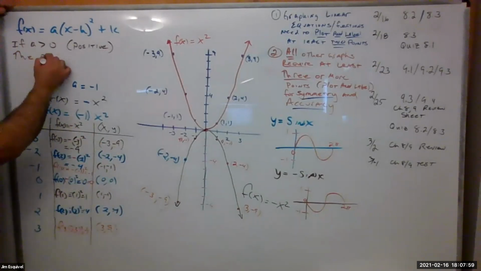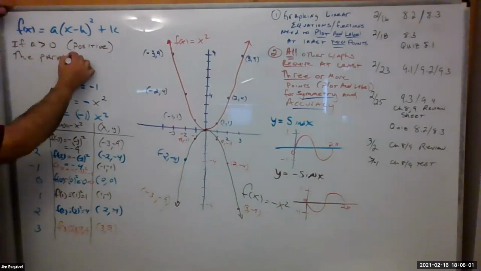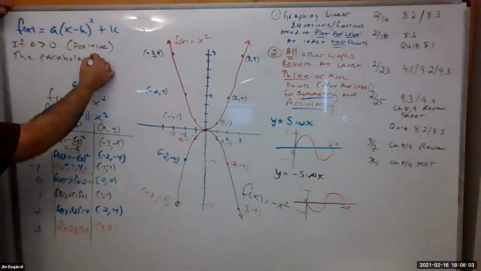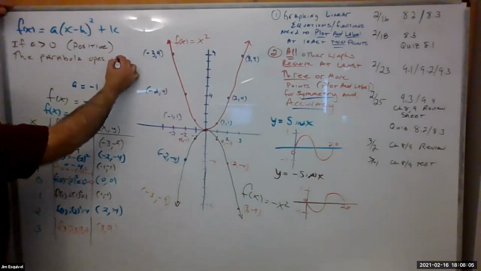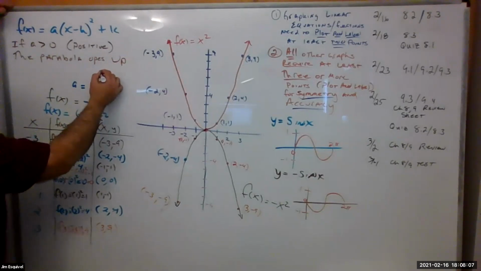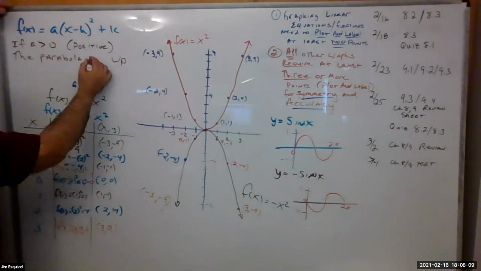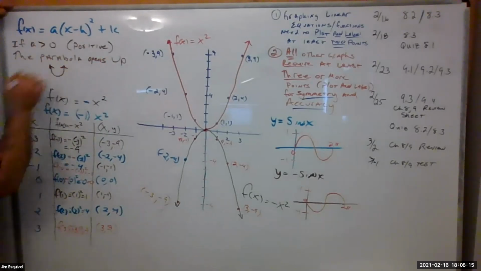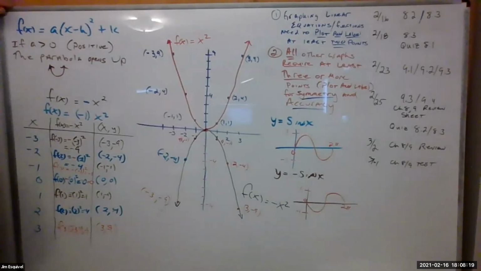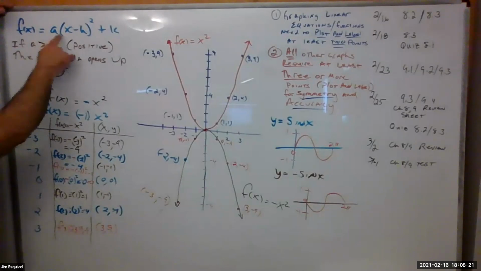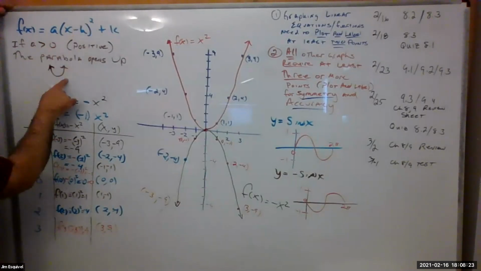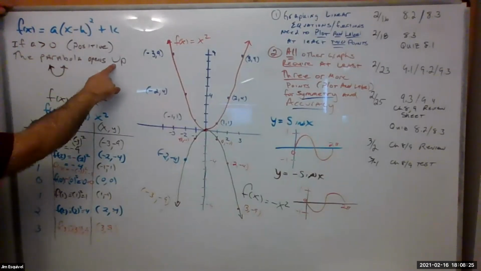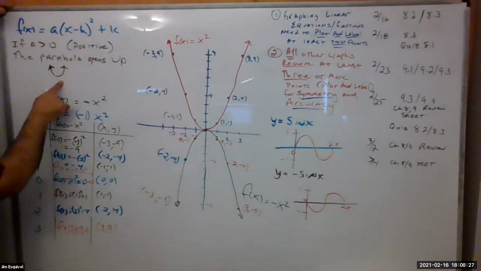The parabola opens up. It opens up like a cup. It looks like a smile. If it's a positive times the square, it's going to open up like a cup. Up has a U, opens up.